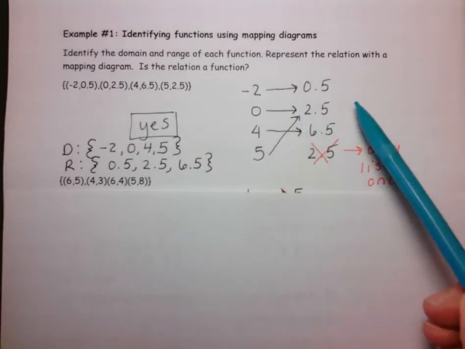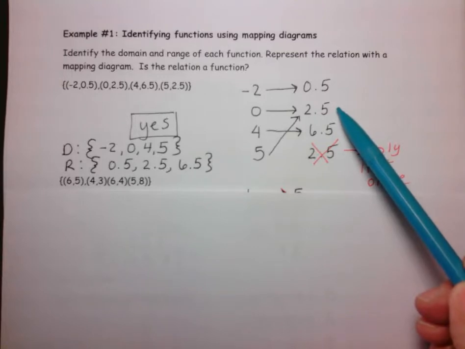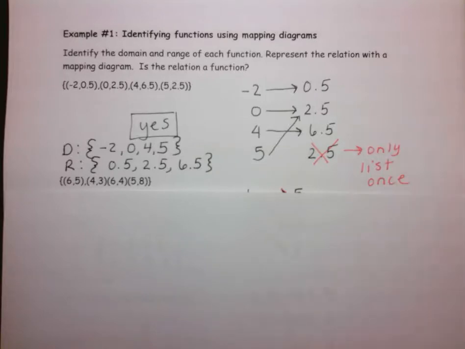But now look at what happens here. You have more than one input going to a single output. That's okay. You can go in that direction, but you can't go the other way around. And so I'll show you what I mean by that in a second. But when I list my domain and I list my range, again, be careful to only list them once.